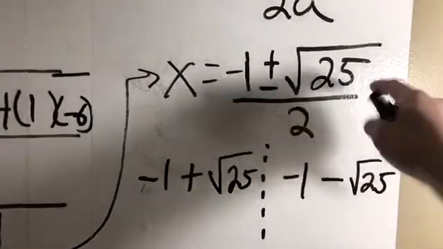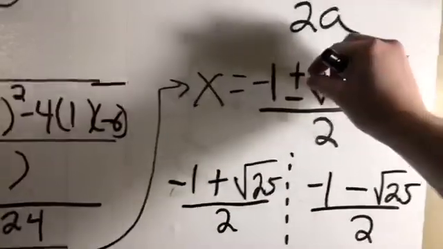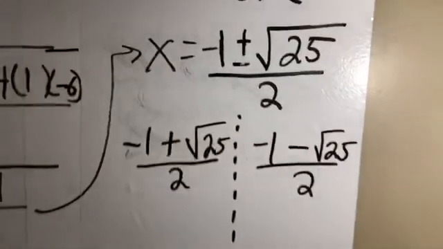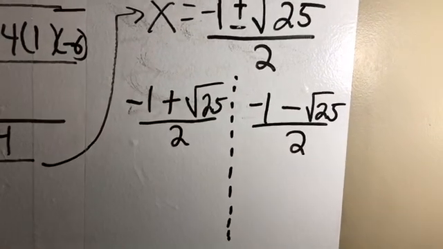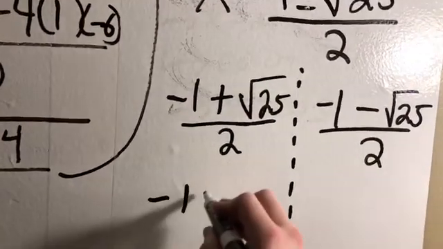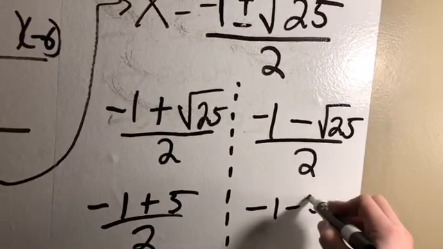And both are still divided by 2. All we did is we took this and we broke it into 2, except one gets the plus sign and one gets the minus sign, and we can keep going from here. Now the square root of 25 is 5. So we'll have -1 plus 5 over 2, -1 minus 5 over 2.